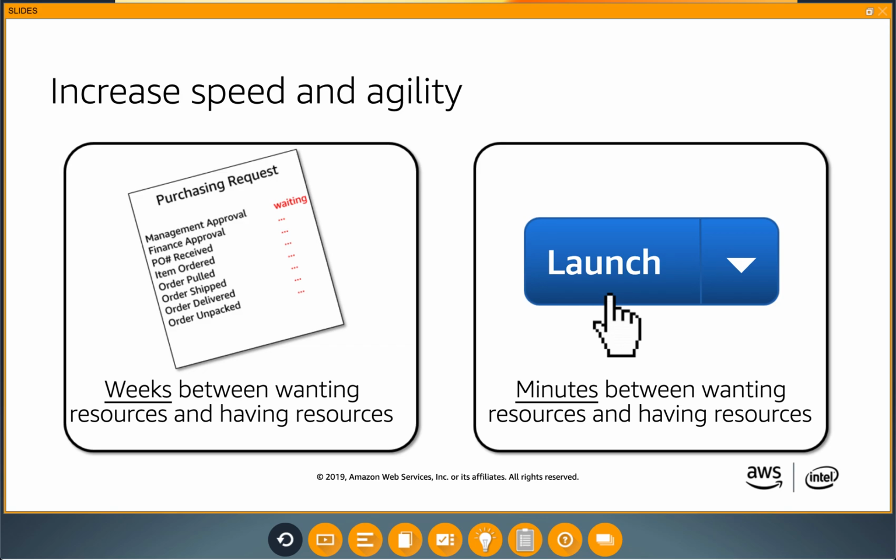Today, in the AWS Cloud, you can get resources within minutes, allowing your developers and engineers to get started quickly, ultimately increasing your agility in which your organization can experiment and try new ideas, bringing innovation back into your organization.